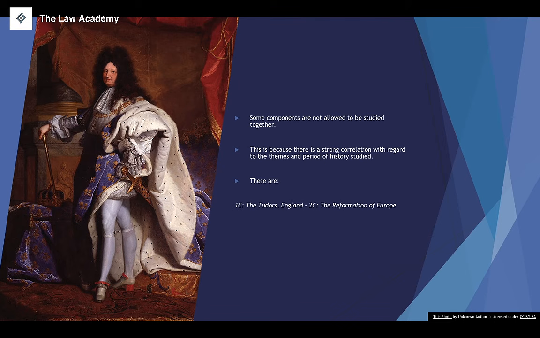Again, this is because they are within a very similar period of history, and there is definitely a lot of overlap between the Tudors, specifically Henry VIII, and the Reformation of Europe. And then the second one is the Stuarts, Crisis of the Monarchy, and also France and Europe, the module on the Sun King Louis the 14th.